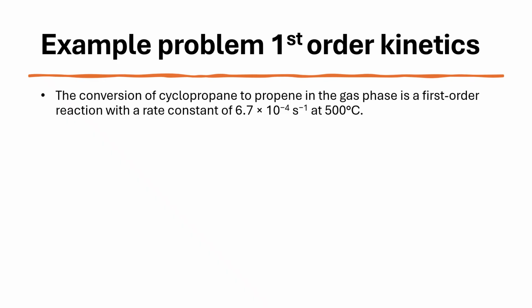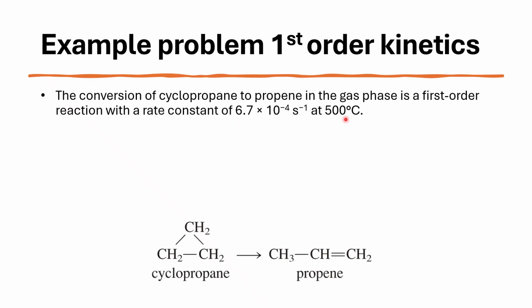Let's say we are converting cyclopropane to propene, and we know it's first order kinetics, and we're given a rate constant. That rate constant is given right here. The reaction is this, and we know it's first order with respect to cyclopropane.